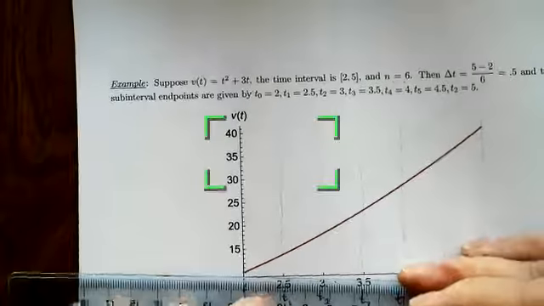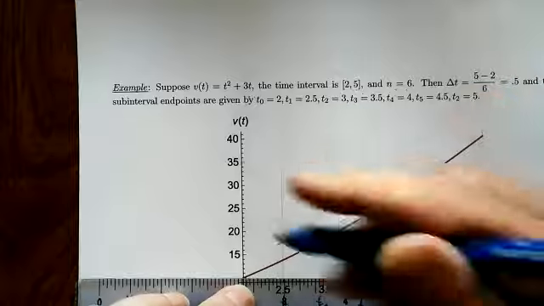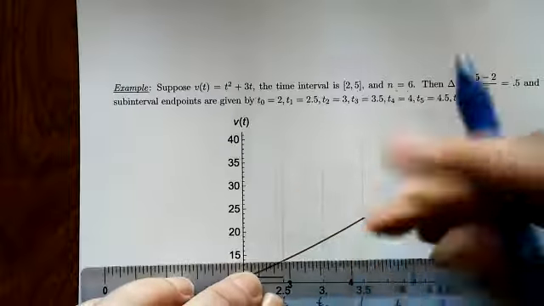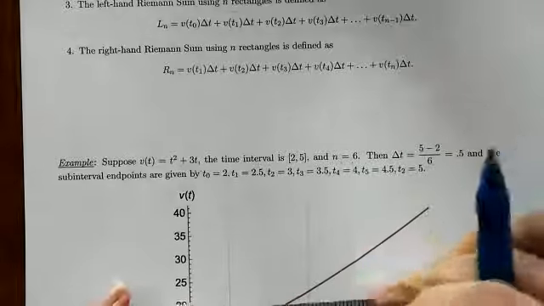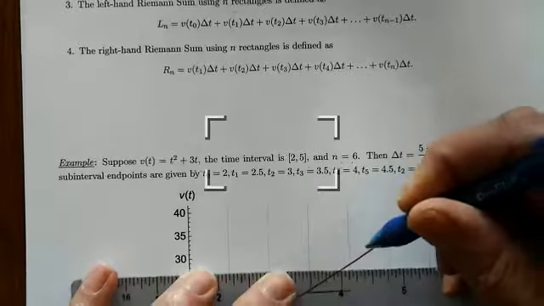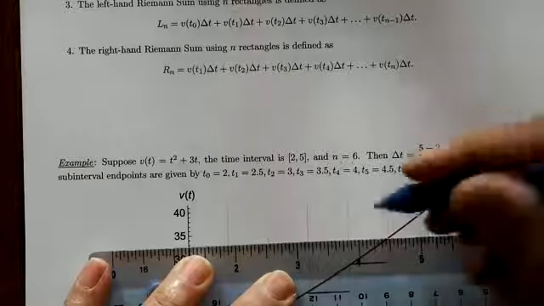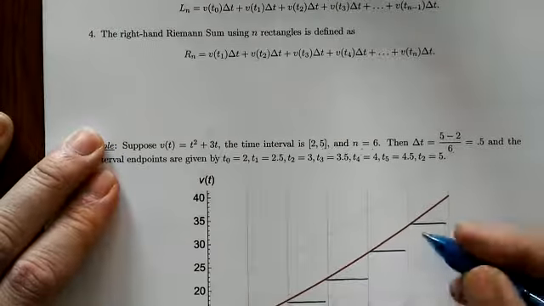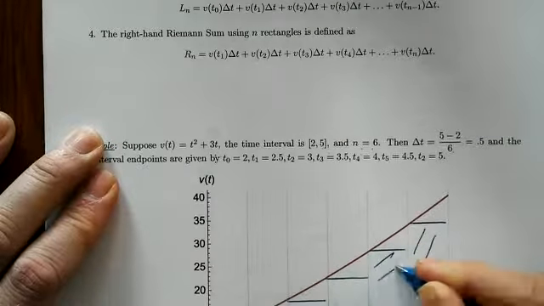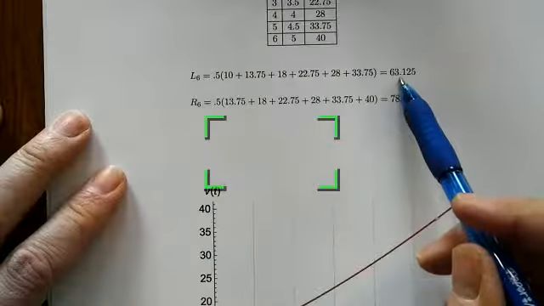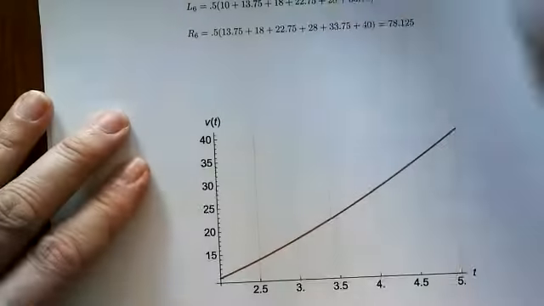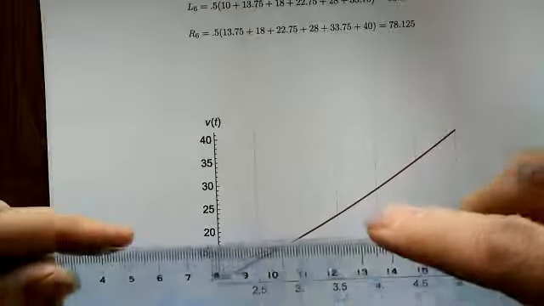And for each time subinterval, I would draw a rectangle using the left-hand endpoint as my height. So I have 6 rectangles. So again, I'm using the left-hand endpoint for each subinterval. The area of these rectangles added together is approximately 63.125.